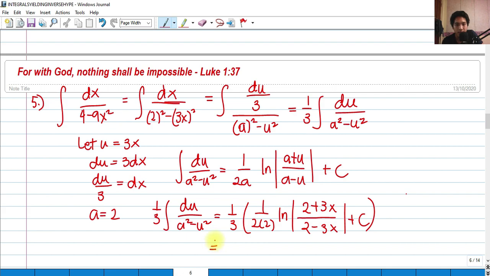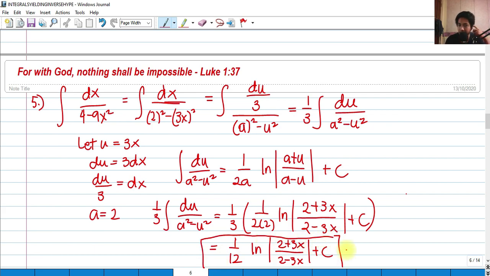So we distribute 1/3. That becomes 2 times 2 is 4, times 3, that's 1 over 12, the natural logarithm of 2 plus 3x all over 2 minus 3x plus c. So this would be our answer in terms of natural logarithm, because sometimes it's very confusing whether it will yield an inverse hyperbolic tangent or a hyperbolic cotangent. So we'd rather use the natural logarithm in order for us to really arrive at the correct answer.